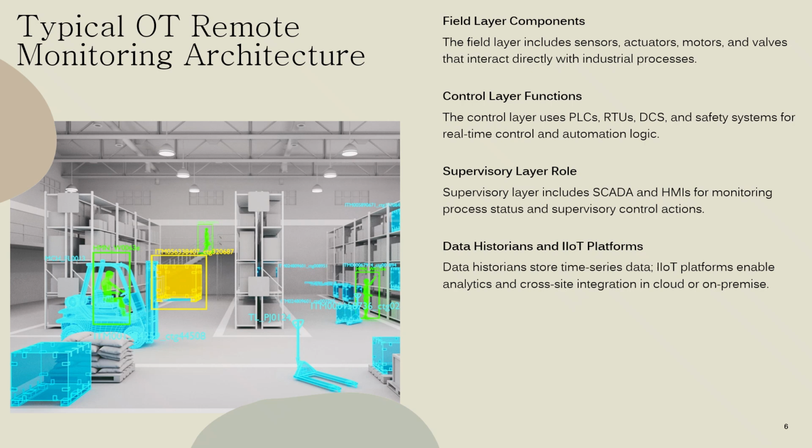Network segmentation, firewalls, and secure gateways are used to separate and protect these layers. This layered architecture ensures that remote monitoring enhances visibility and insights while preserving the safety and stability of core control functions.